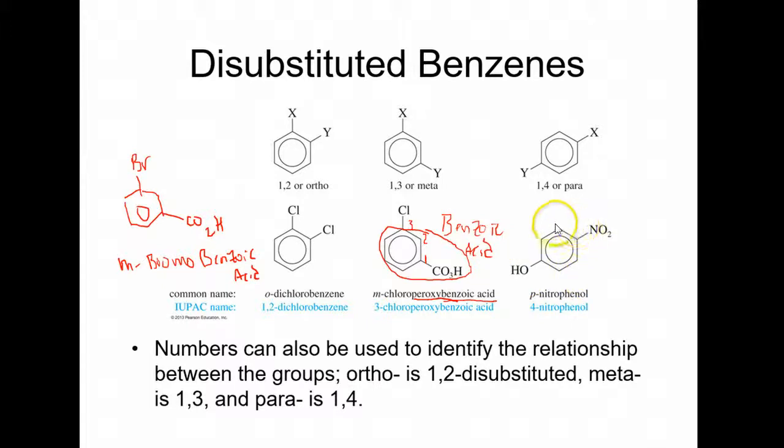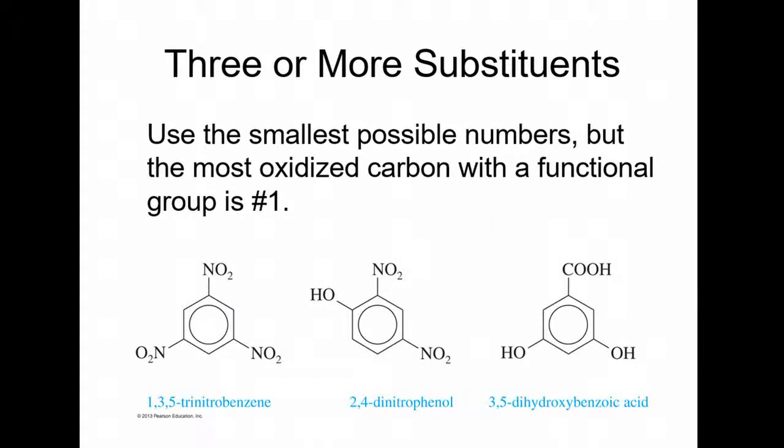This is a phenol right there, including the OH. That's a phenol group. Opposite at the 1,4, it's called para. That's the para position. So you call it para-nitrophenol or just 4-nitrophenol. All right? So ortho, meta, para. What happens if you have 3 or more substituents?